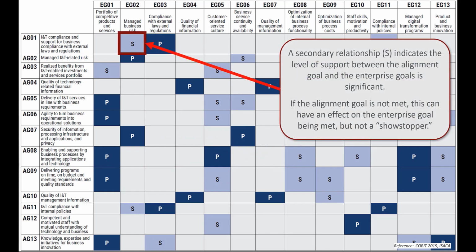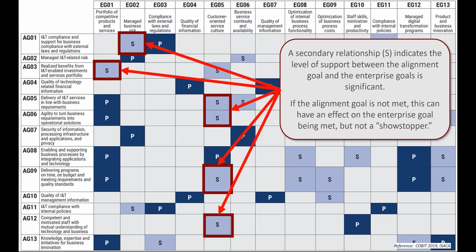Of course, these are in my words, but the secondary relationship says this level of support between that alignment goal and the enterprise goal is significant. However, if that alignment goal is not met, it can have an effect, but it's not going to be a showstopper for that enterprise goal. Now, again, you might be thinking these are a little bit vague, but you can modify these, and I'll show you how in a spreadsheet, which is also available to you as download.